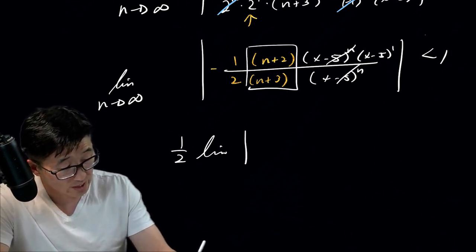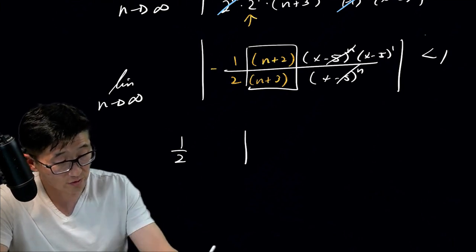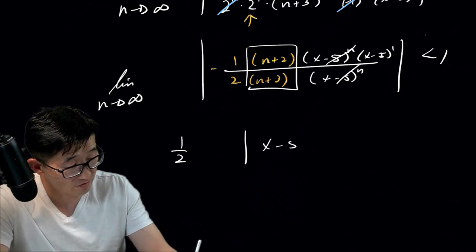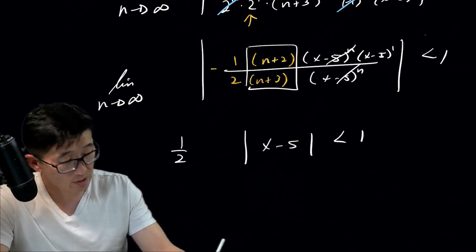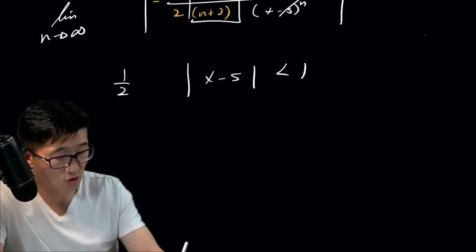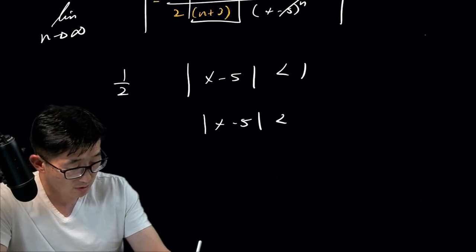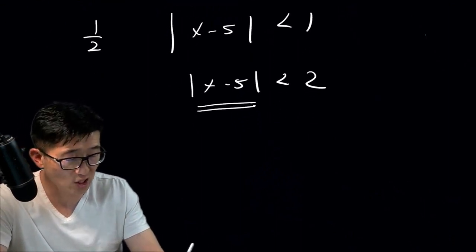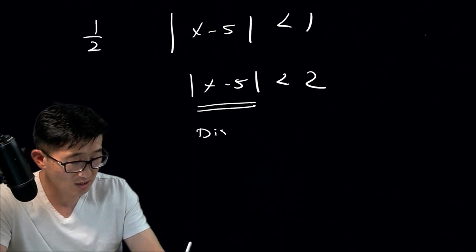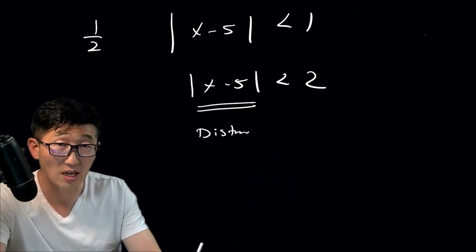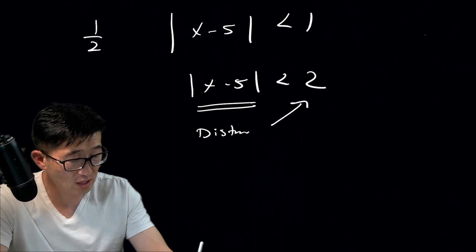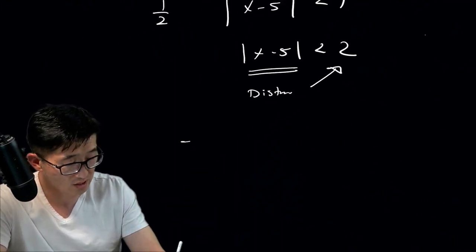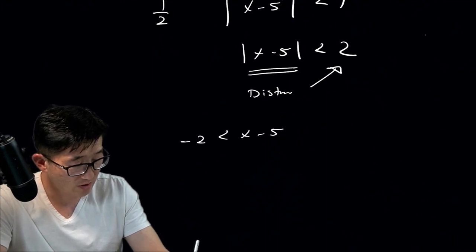And what do you have left? Well, the limit's gone now because we take the limit of all the n's. And all we have left now is x minus 5. And that has to be less than 1. So we're going to multiply by 2. Good. And this, you can stop here because the absolute value actually means distance. Distance from the center at 5, the distance has to be up to 2. Now, if you put 2 on both sides, you can even do it like this. Negative 2, x minus 5, like that.